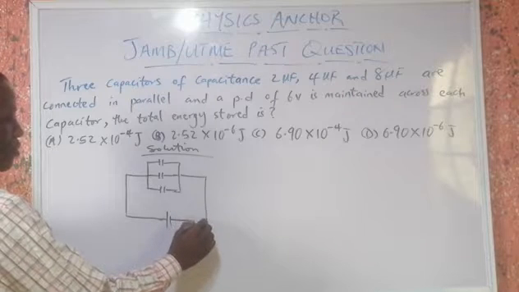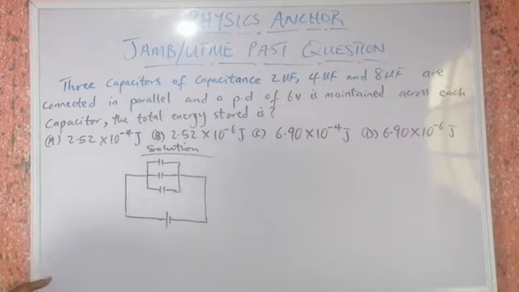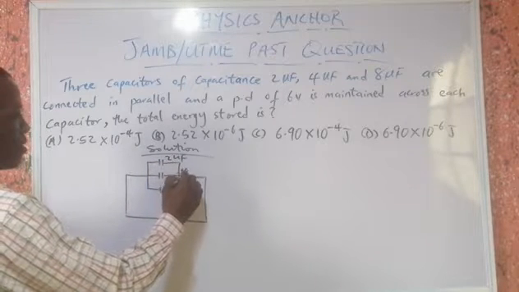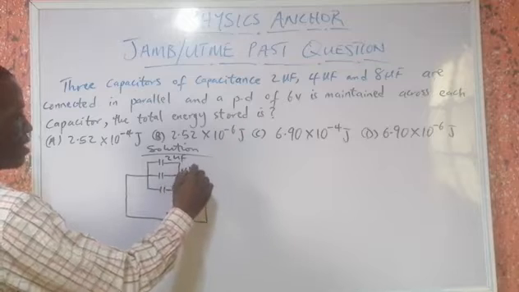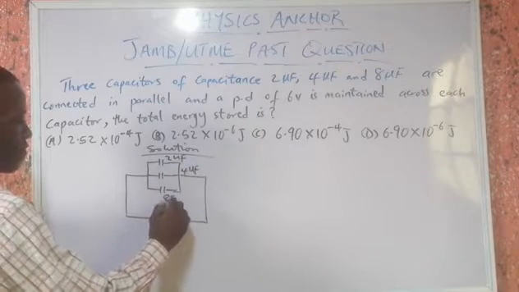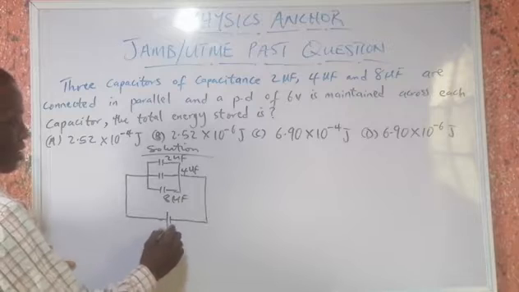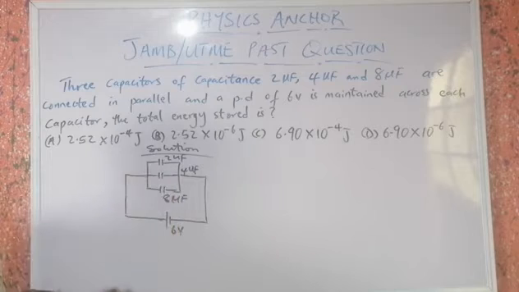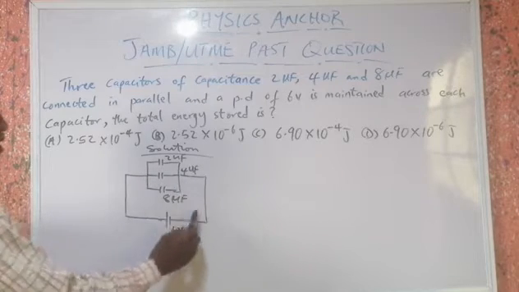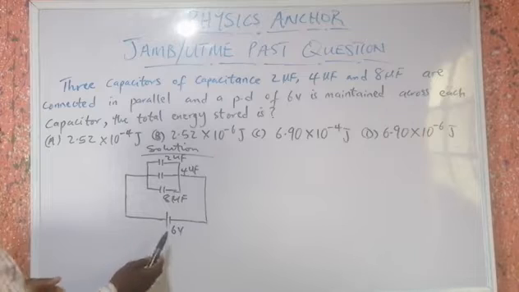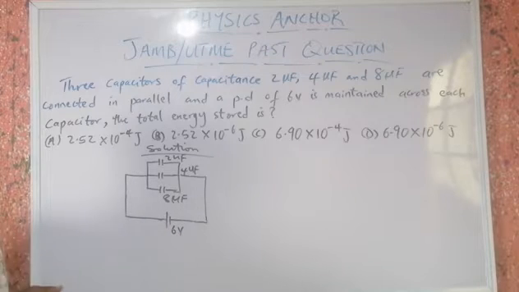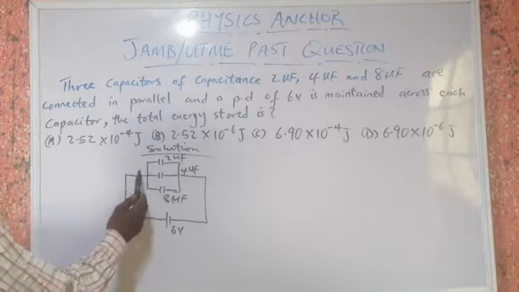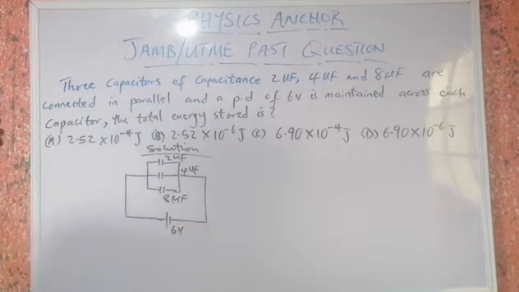By analysis, the three capacitors are connected like this: 2 microfarad, 4 microfarad, and 8 microfarad, and these are 6 volts. Because they are connected in parallel, definitely the potential difference across them will be the same. So there is 6 volts across this 8 microfarad, 6 volts across this 4 microfarad, and also 6 volts across this 2 microfarad.